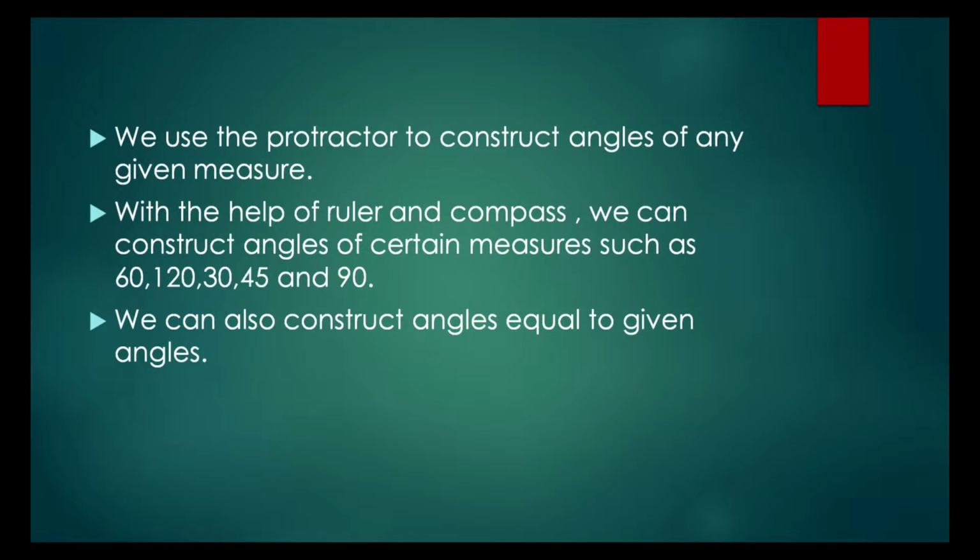We use the protractor to construct angles of any given measure. With the help of ruler and compass, we can construct angles of certain measures such as 60 degrees, 120 degrees, 30 degrees, 45 degrees and 90 degrees. That means all are multiples of 15 degrees, right? And we can also construct angles equal to given angles.